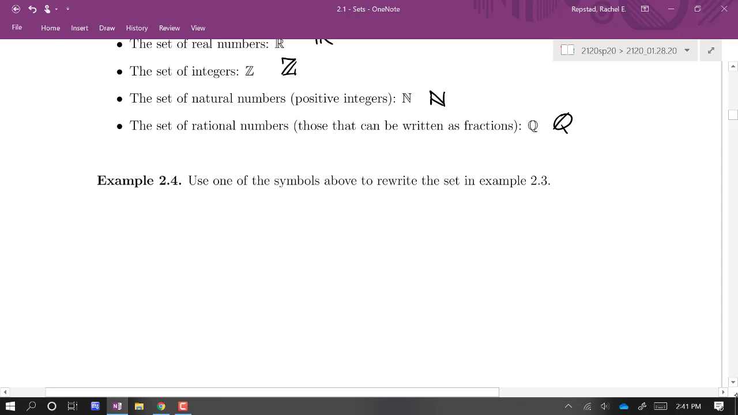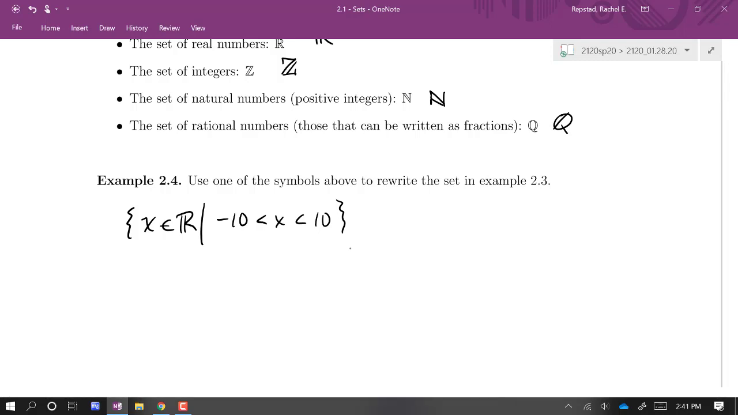So if we wanted to rewrite that set, we could say it's all x in the real numbers such that -10 is less than x is less than 10. Instead of saying x is a real number in English, we shortcut a little bit. Oh, I guess I did already introduce that symbol. It's right in the definition. Good. Okay.